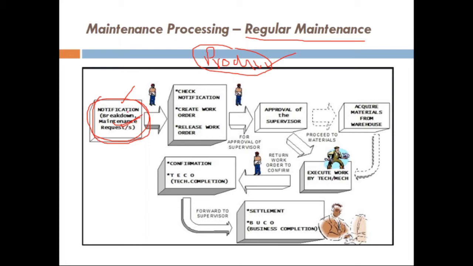So once they create this notification, it is received by the engineering department, the maintenance department. So they will receive it. Using that notification, they will create a work order. Okay, a work order is nothing but a maintenance order. And then once that work order is created, they will take the approval from the planner or supervisor, and then using that order, the technician will do the repair.